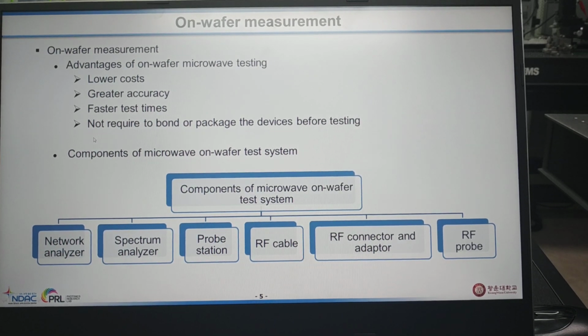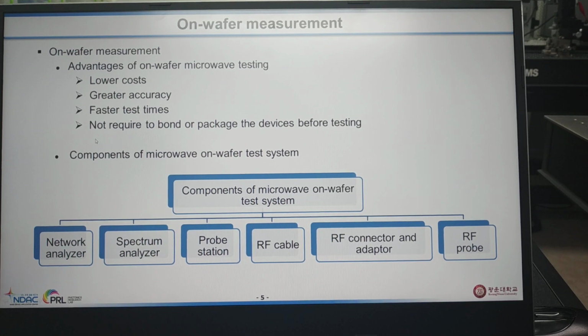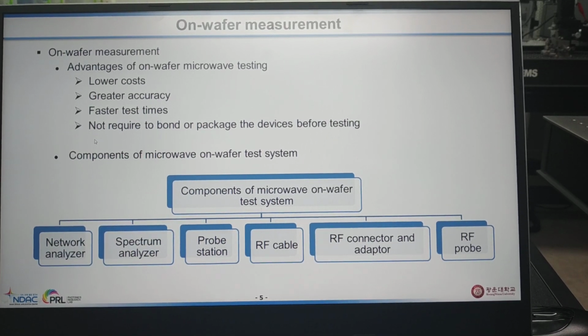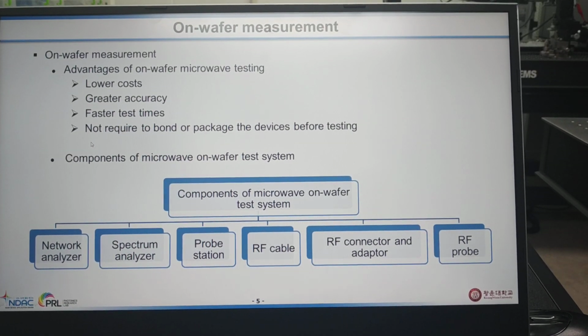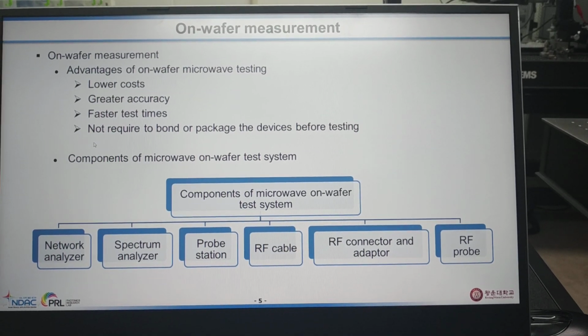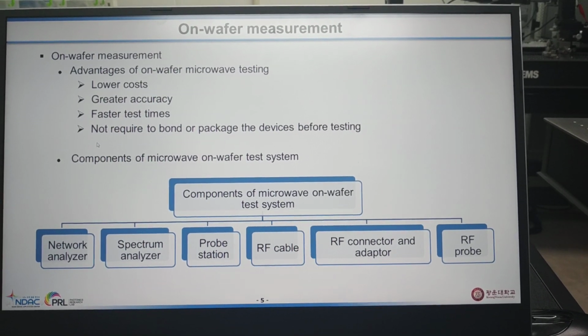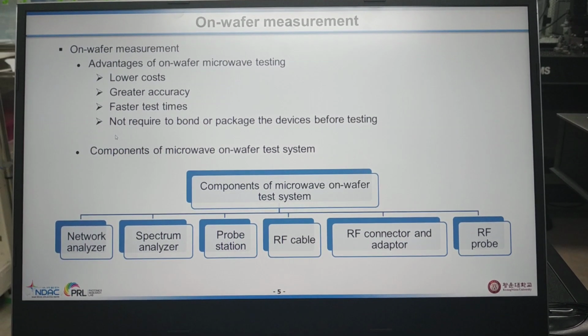The on-wafer measurement system consists of many different components. For example, the network analyzer, the RF cable, and RF prober.